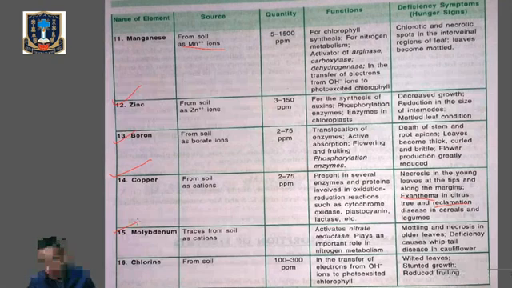Molybdenum is obtained by the plant from the soil in the form of molybdate ions. Its main function is in nitrogen metabolism of the plant, because it activates nitrate reductase and plays an important role in nitrogen metabolism. It also takes part in phosphorus and ascorbic acid metabolism in plants. Now, what are the symptoms of molybdenum deficiency?